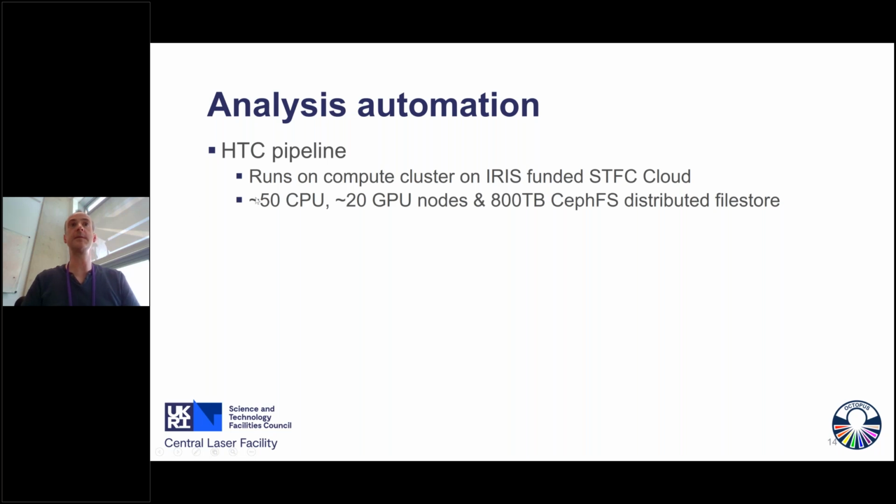So we have about 50 CPU machines and 50 graphical processing machines, and also a distributed file store, with which over the last few years we have acquired about 800 terabytes of data from this one little Nanoimager.